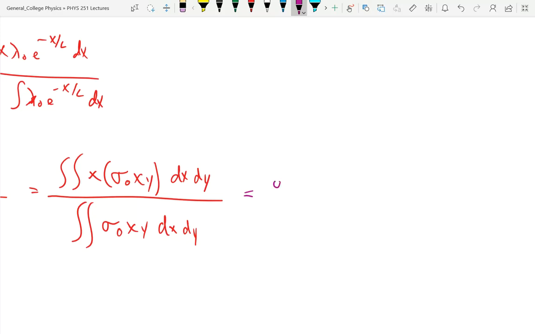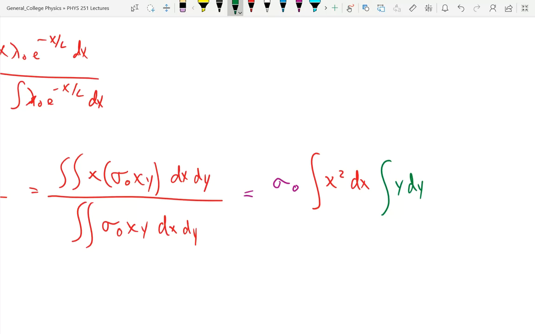Well, let's separate what we can. Sigma naught was a constant. Then I'll put my x stuff, then I'll put my y stuff. So we separate dx and dy, because there's nothing tying x and y together, there's not a parenthesis x plus y. I can move the y integral through the x because the x is not dependent on y. And now I have two simple integrals.